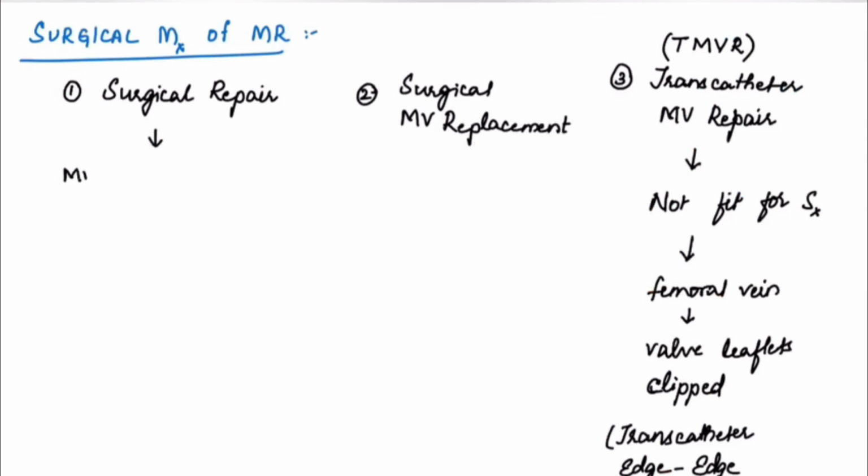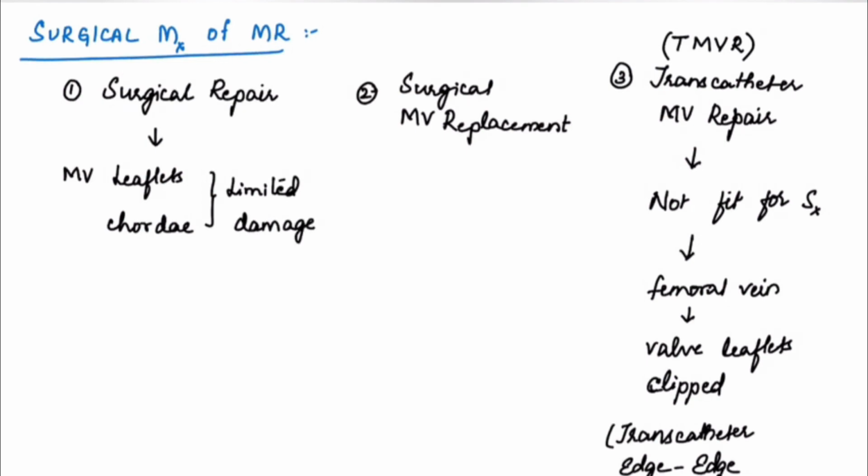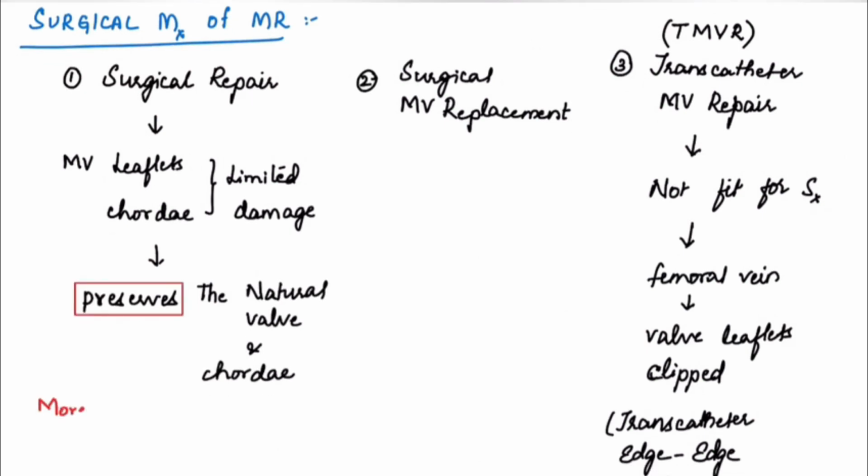Surgical repair is done when the mitral valve leaflets or the chordae tendineae have a limited damage. Here we are just repairing the mitral valve, so it preserves the natural valve and the chordae tendineae. And there is a dictum, more the natural valve, better the results. And that is why surgical repair is the treatment of choice in mitral regurgitation.